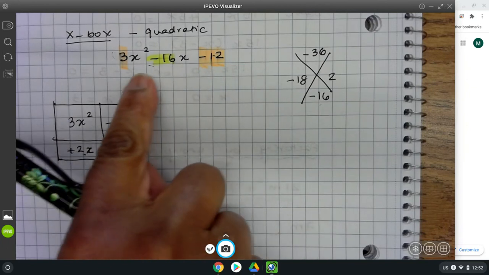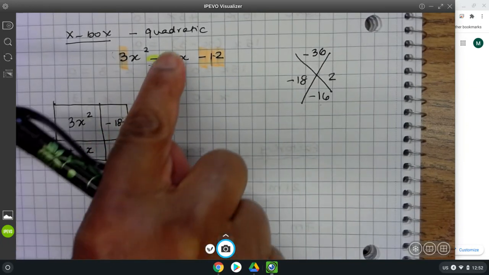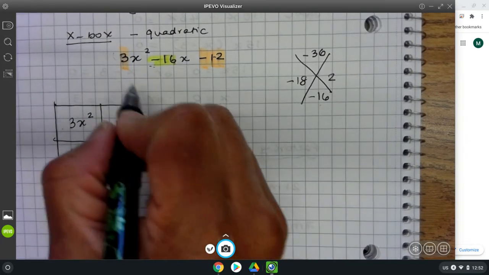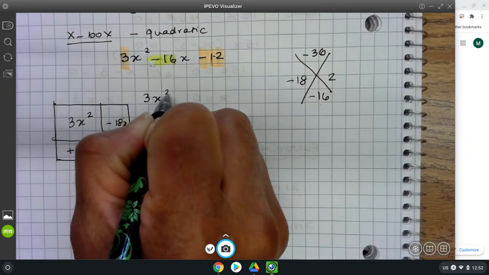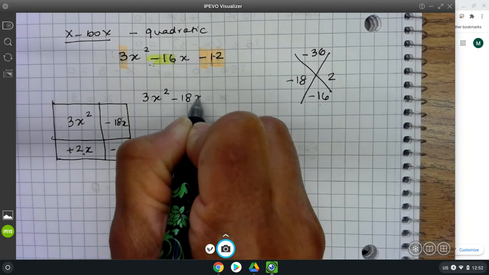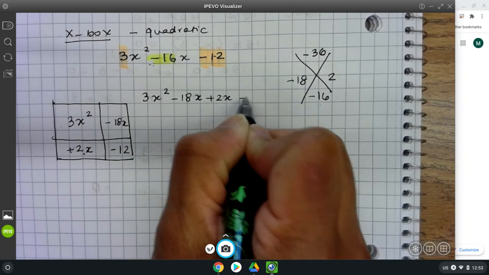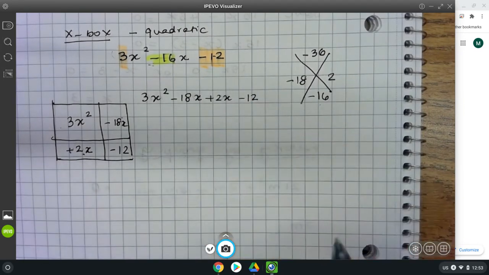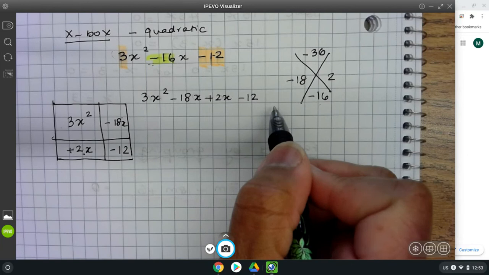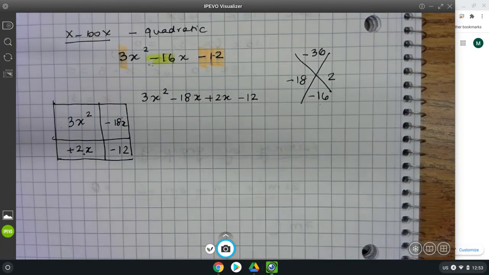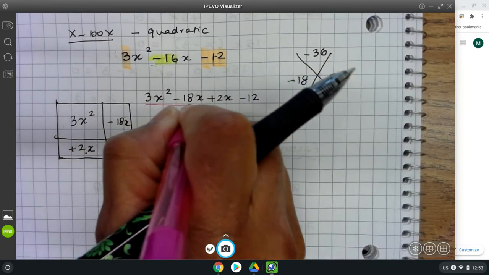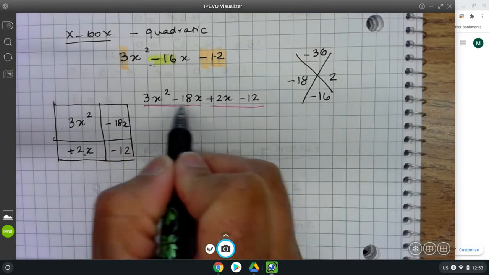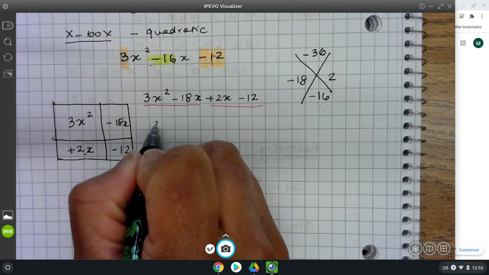I've just made an area model for this one. But instead of drawing this out, I'm just going to split this and write it right here. So I'm going to rewrite this as 3x squared minus 18x plus 2x minus 12. If we were solving it, we'll make this equal to 0. So this is our equation. Now, because we have 4 terms, we can do the factoring by grouping, which I told you about in my previous video.